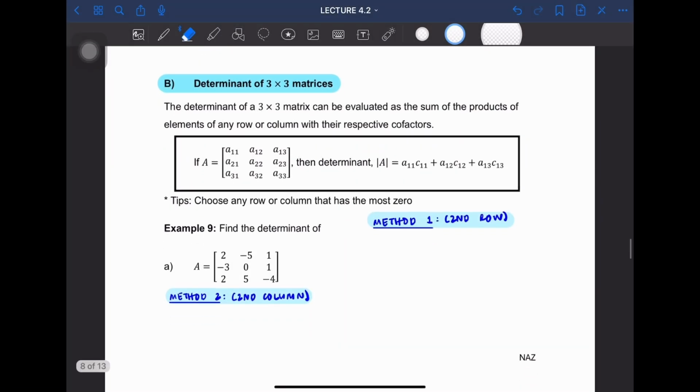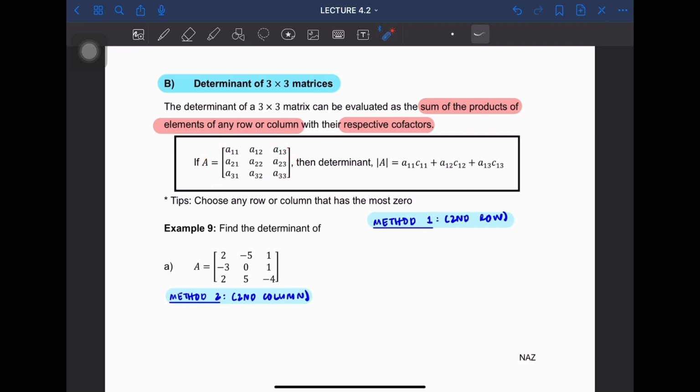Okay guys, so you have learned about the minors and cofactors. So now we can find the determinant of a 3 by 3 matrix. The 3 by 3 matrix can be evaluated as the sum of products of elements of any row or any column with their respective cofactor. Let's say we have this matrix over here.